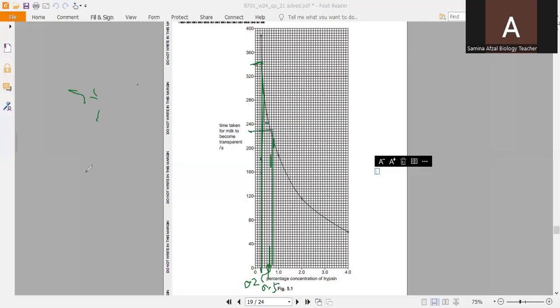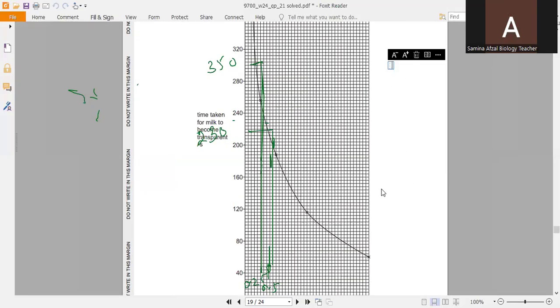So the value at 0.25 is 350, and the value at 0.5 is 230. Now we will make use of these values to calculate the percentage decrease. We will make use of this formula.